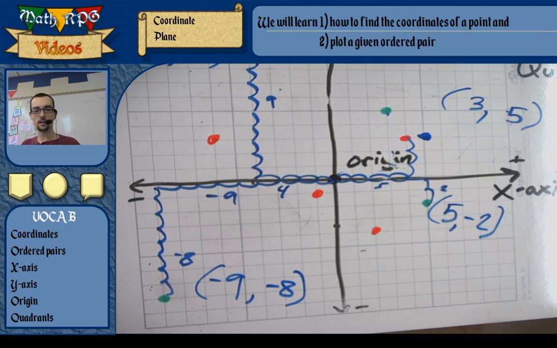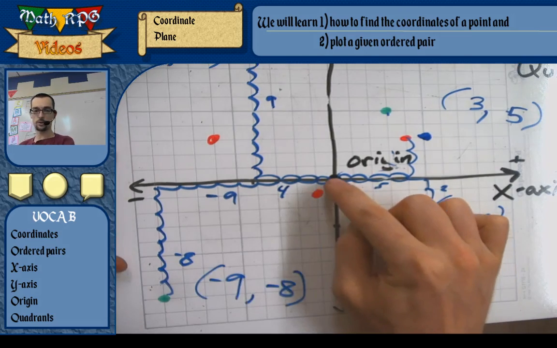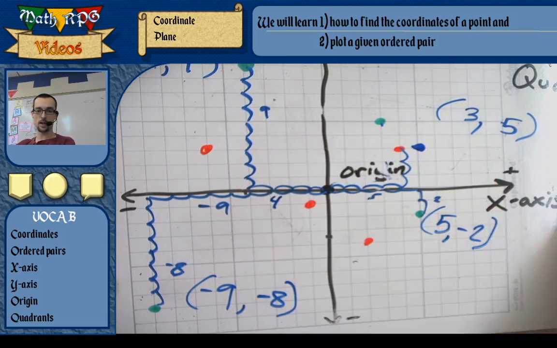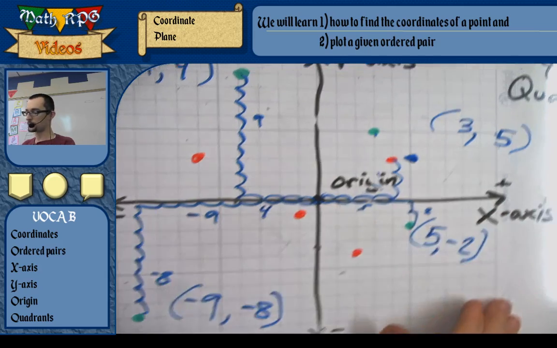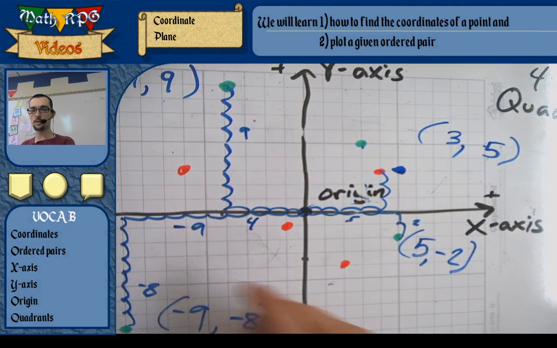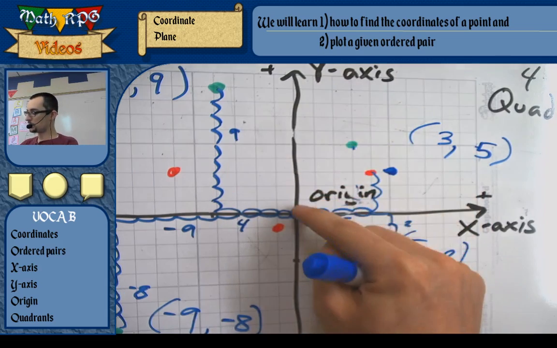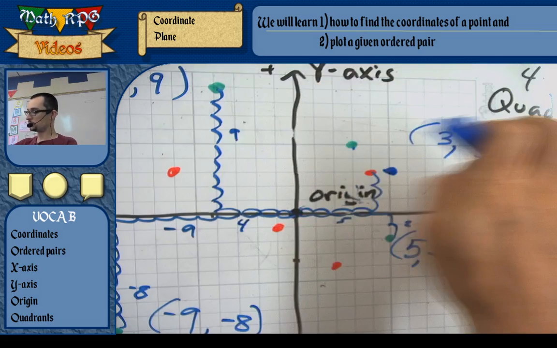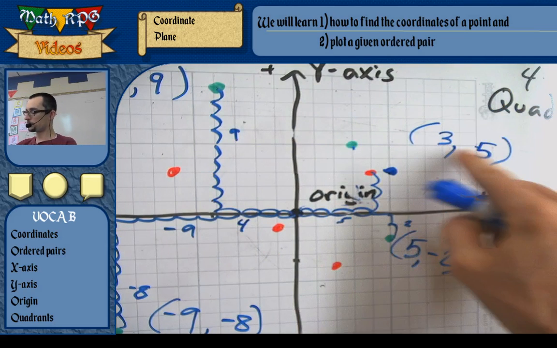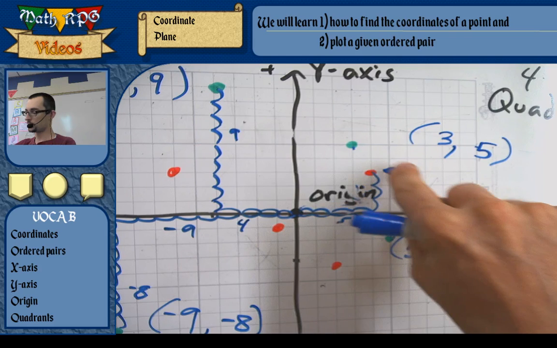You'll notice a cool little pattern. Because this is 0, 0 right here, all my positive x's are to the right, all my positive y's are up. That means every time both the x and the y are positive, it's got to be in quadrant 1. All my positive numbers are over here. 3, 5, they're both positive, and that was in quadrant 1.